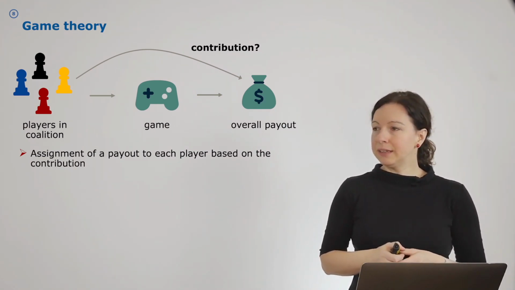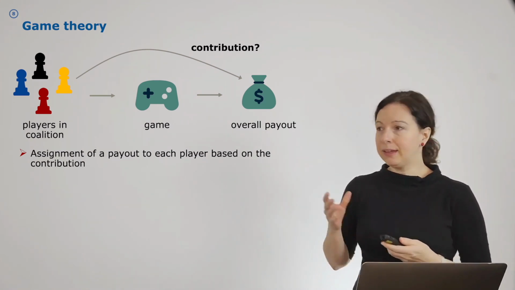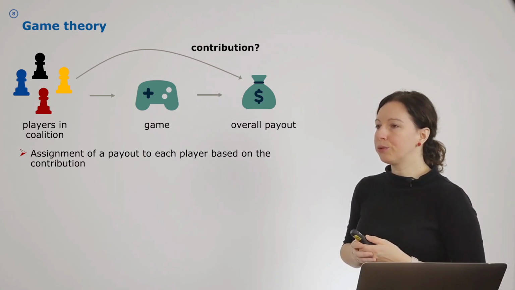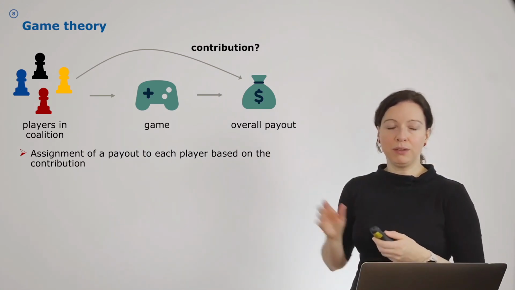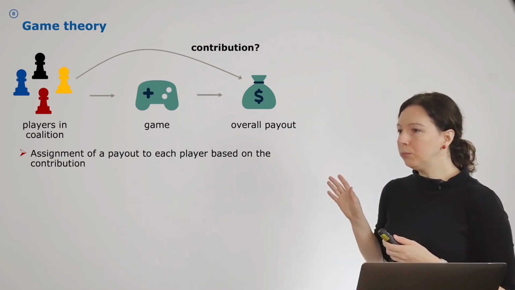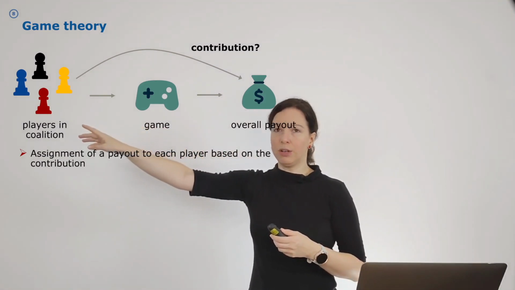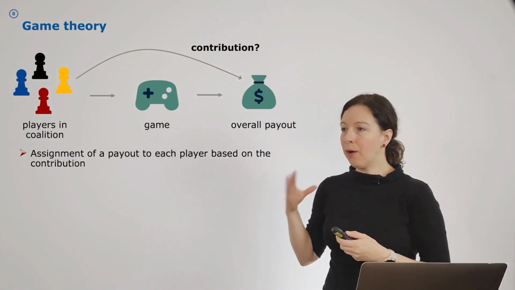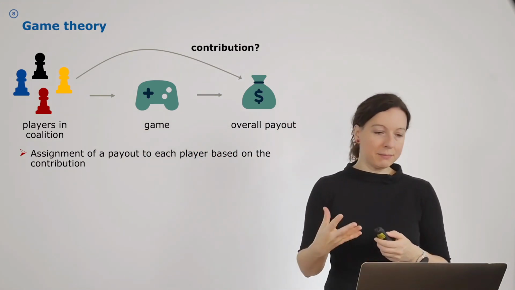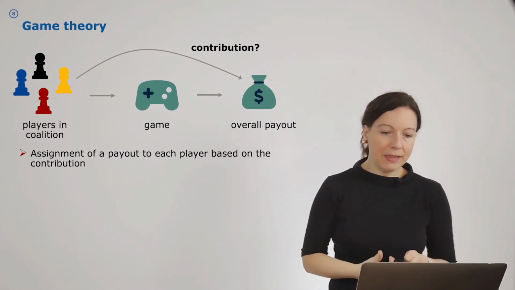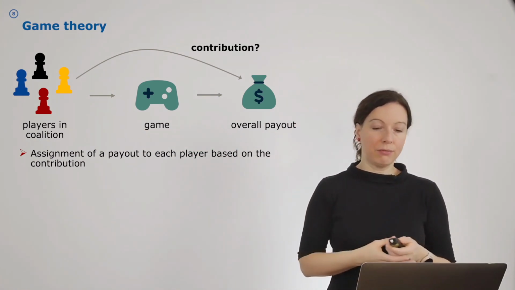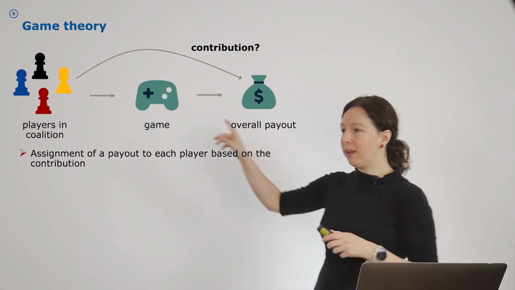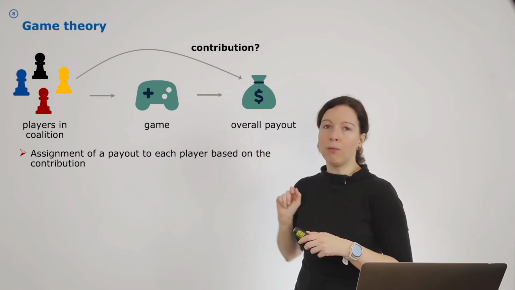Illustrated here is a very simple schematic overview about all the components we need for the Shapley values. So assume you have players in a coalition. You want to play a game, and all these players play together. That means they play in a so-called coalition. And a coalition is an alliance for a combined action. So you play together, not against each other. And you play together one game, and you have an overall payout.